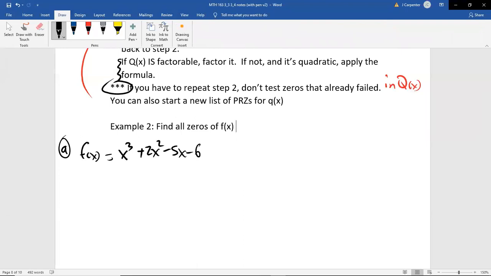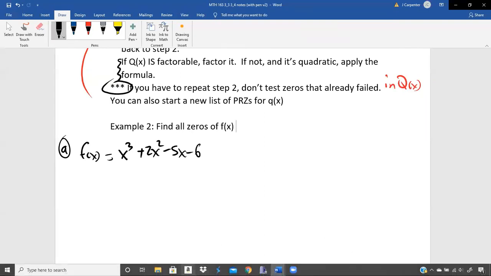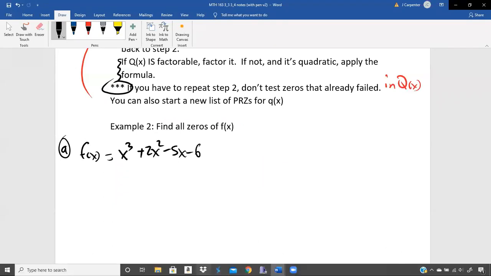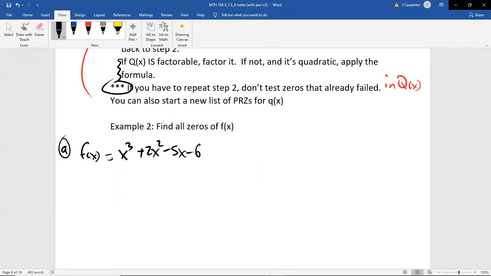Good luck factoring it, because factor by grouping doesn't work, and I haven't taught you a method besides factor by grouping for a 4-term 3rd-order polynomial. So if I want to find the zeros, I need to do something else.